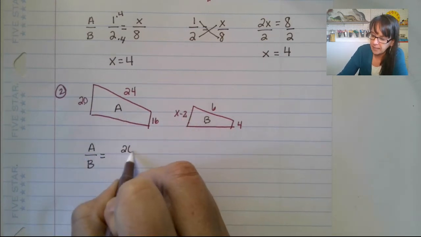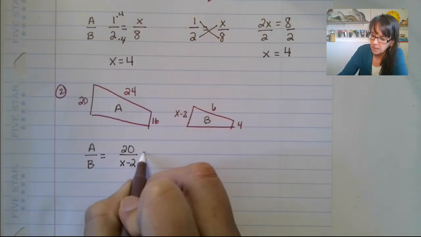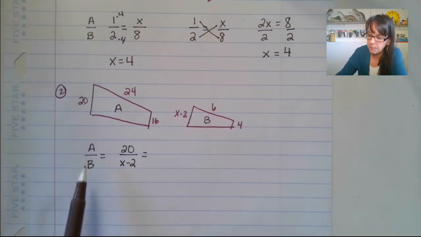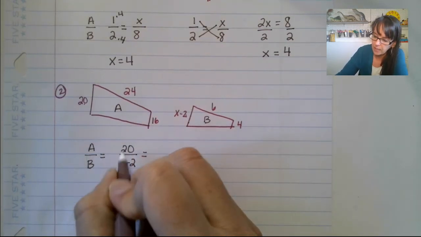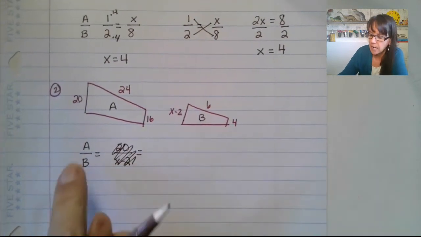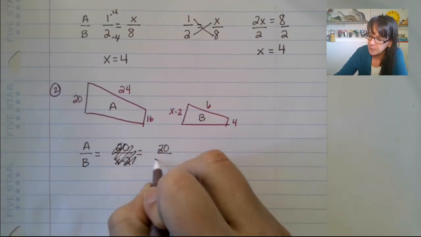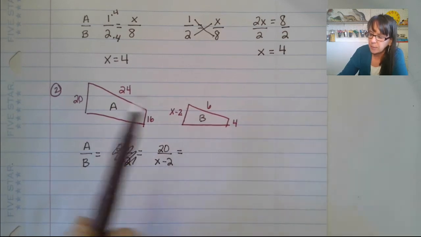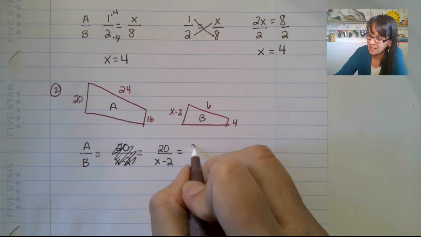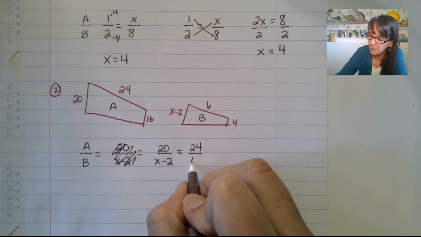Whoops, I'm sorry. Let's try that again. Ignore that I just did. A to B. So, no, 20 over X minus 2 equals 24 over 6. Sorry, guys. I was getting excited to show you the other way too, so bear with me.